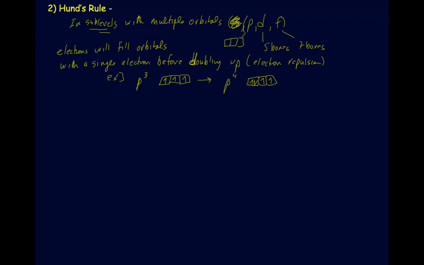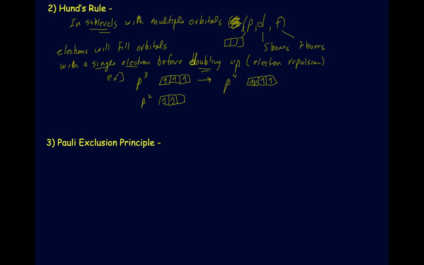To review, in sublevels with multiple orbitals, and that's going to be the P, the D, or the F, not the S. Remember, S only has one orbital. Electrons will fill orbitals with a single electron, like this, before doubling up. It's really important. Another example is P2. If you have a P2, you would fill it with a 1 and a 2, if it's up to that level. All right, cool.